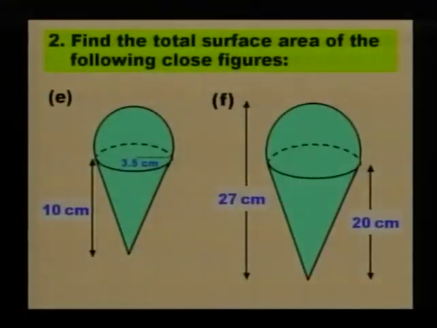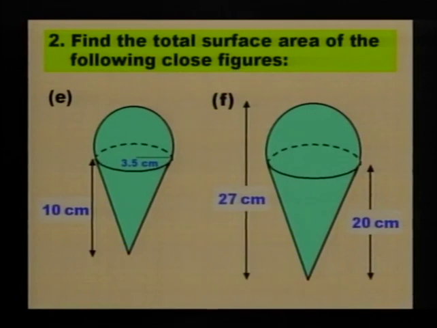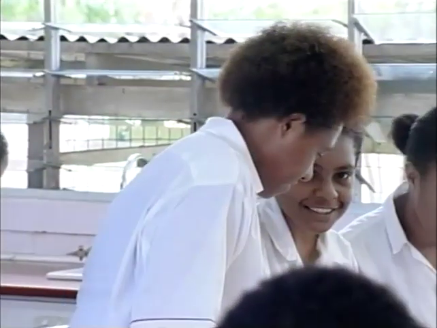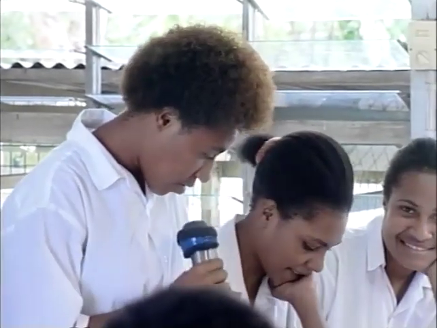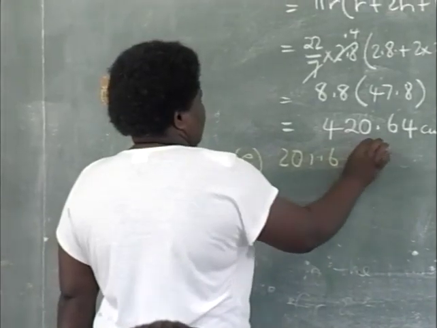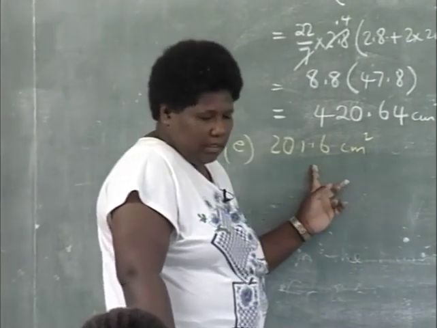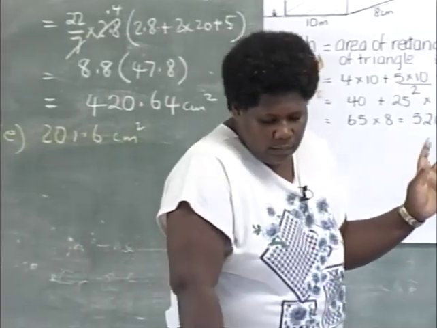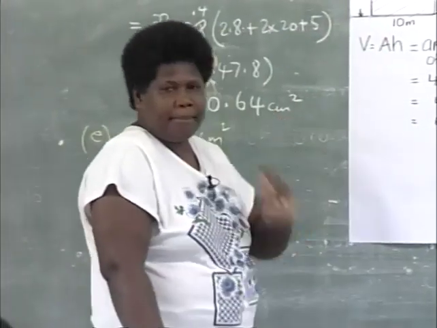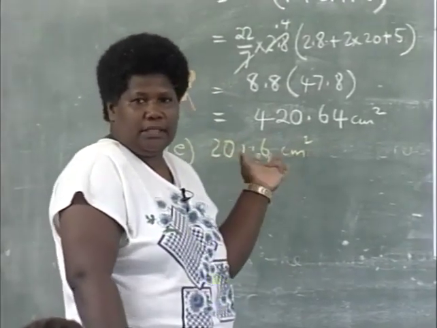All right, 2E. Chutaili, your answer for 2E, please. 201.6 to 1 decimal place. Okay, 201.6. And that's to 1 decimal place. Any other answers? Oh, you all got the same answer?